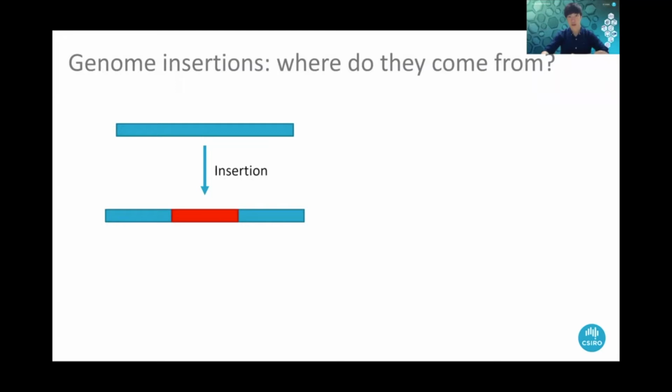For those who may not know, genome sequences can be altered in various ways, and one of the alterations that can occur is insertions. These insertions can be relatively small, such as single or few-base insertions, or relatively large, such as whole gene insertions. The ones we're interested in and I'll focus on are the large insertions. And one of the questions we had regarding these large insertions was, where did the insertion come from?